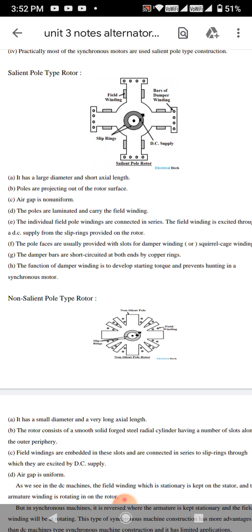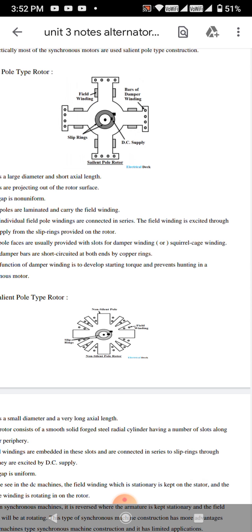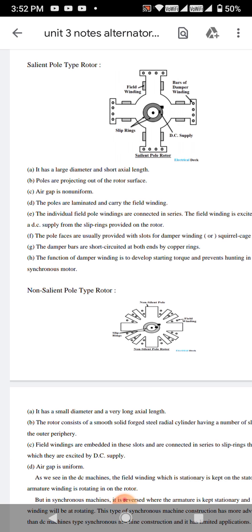And there is an air gap. The air gap will not be uniform, it will be non-uniform. The poles are laminated and carry the field winding. The individual field pole windings are connected in series. The field winding is excited through a DC supply from the slip rings provided on the rotor.